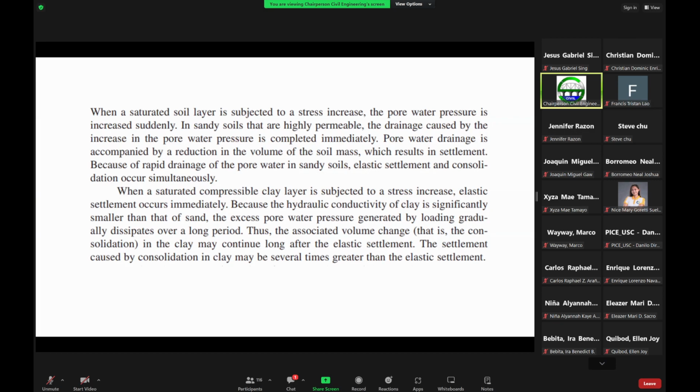Now, in the case of sandy soils that are highly permeable, the drainage caused by the increase in the pore water pressure is completed immediately. Pore water drainage is accompanied by a reduction in the volume of the soil mass, which results in settlement. Because of the rapid drainage of the pore water in the case of sandy soils, elastic settlement and consolidation settlement occur simultaneously. So magdungan sila kahitabo, they happen at the same time.